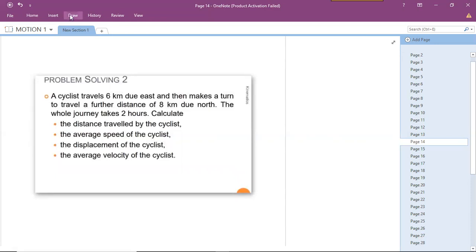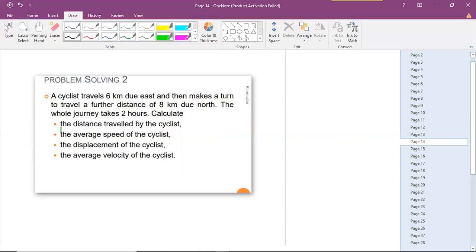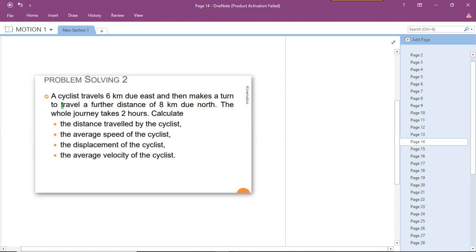Okay, where are we? So let's try to analyze this question. This question looks a little bit intense. We have a cyclist who travels 6 kilometers due east. This is already telling you that this is displacement because we have distance and a specified direction. Then he takes a turn to travel a further 8 kilometers due north. The whole journey takes 2 hours. So this is the total time.